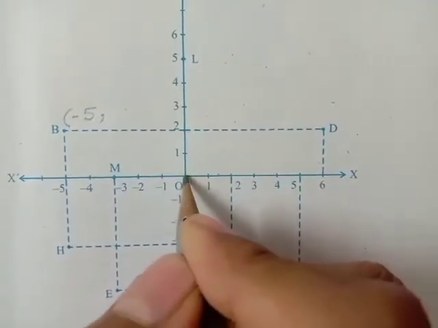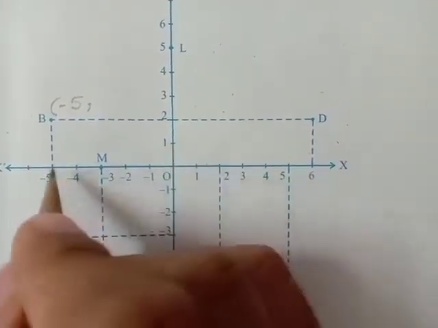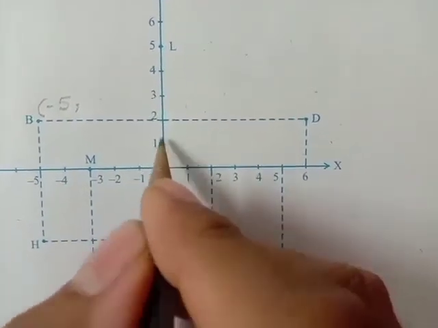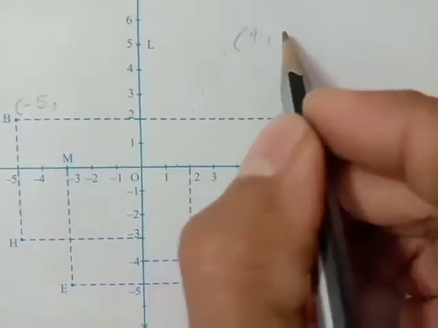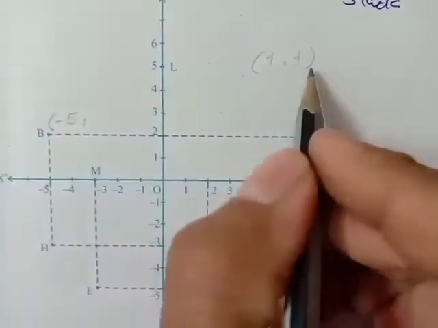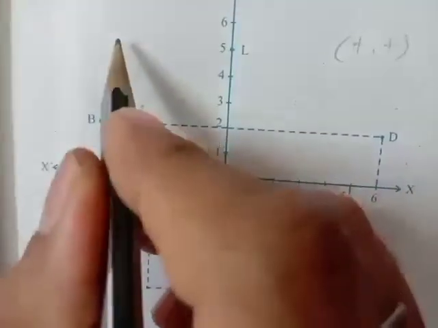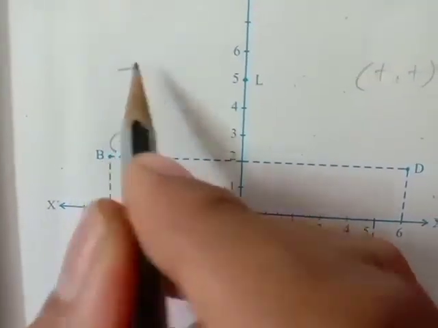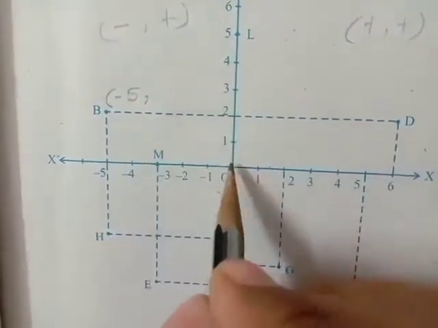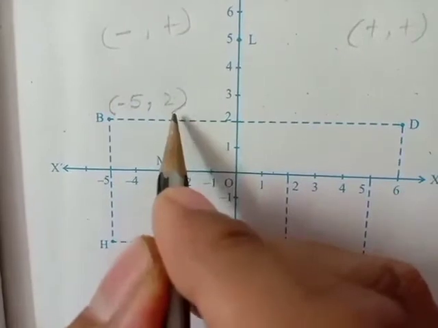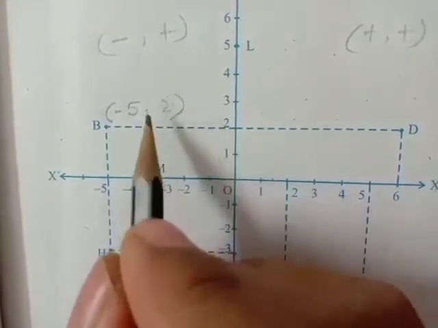And the y coordinate, how will you find out? You will measure from the point of origin, from the x-axis. So how much is it? This is plus. You remember this? Both are plus on the x-axis and y-axis, and in this quadrant x is minus and y is plus. So this will be +2. So the coordinates of B are -5, 2.